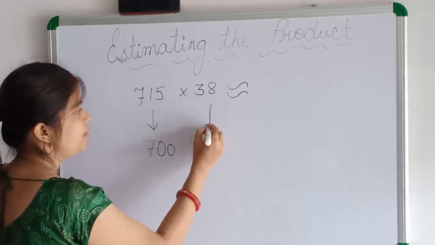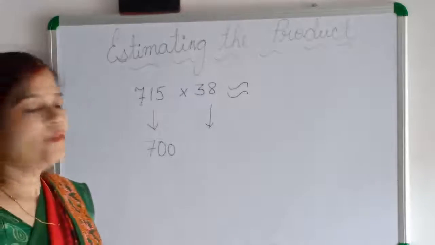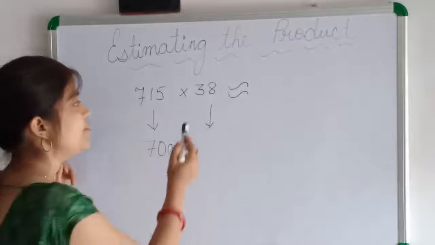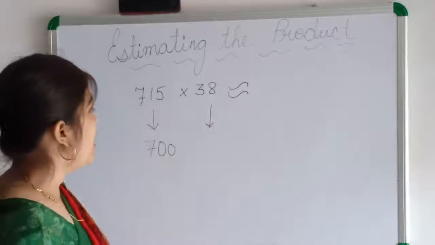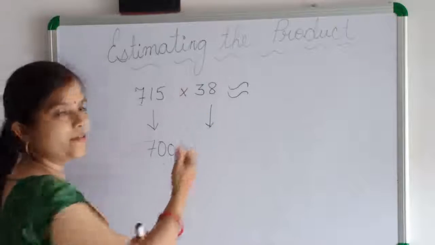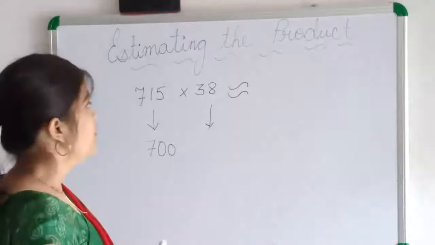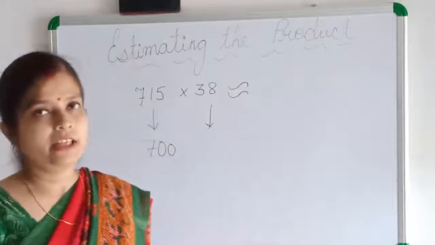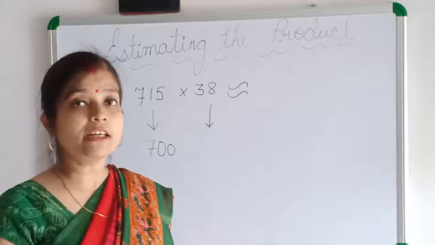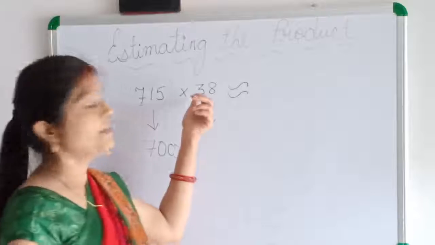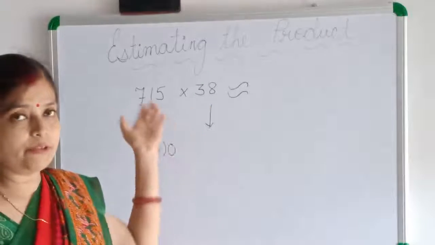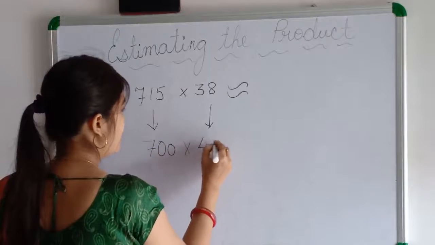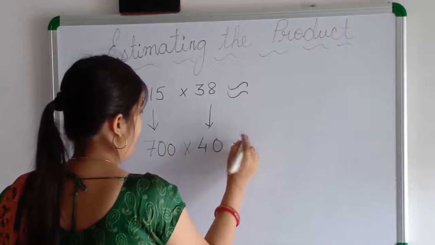Now we have to round off this 38 also. What is the highest place value of 38? Tens is the highest place value. So we will round to the tens place. And we will see the number which is just right of it, means the number which is in the ones place. What is in the ones place? 8. And 8 is greater than 5. When the number is greater than 5, we have to add 1 to the number in the tens place, or we have to increase the number by 1. So here we can write 40.